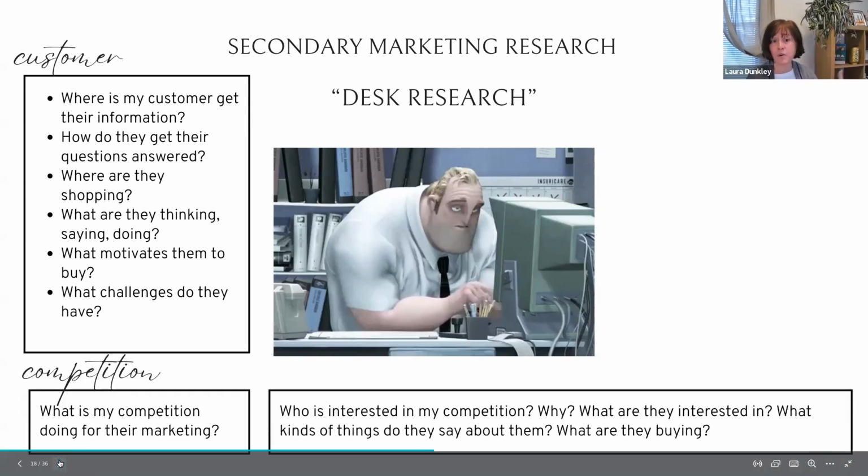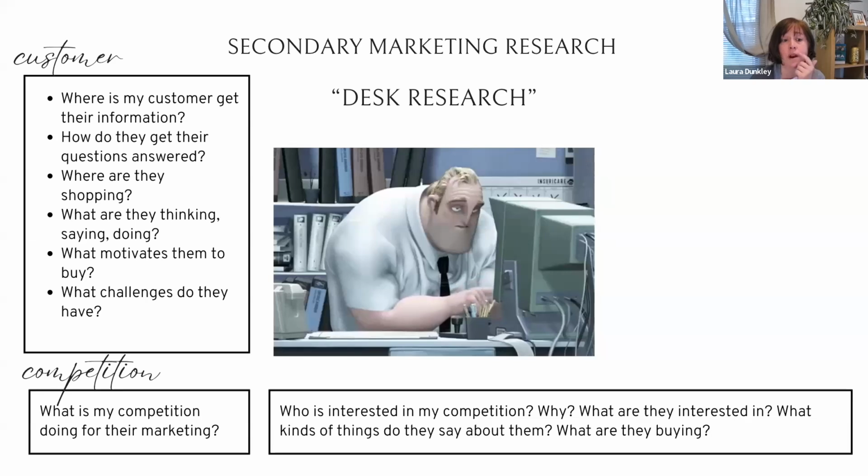So the next bucket, if you want to call it that, is that competition. So what are the guiding questions we want to ask here? So really, it's kind of like, what's your competition doing in the marketing space? And because marketing is public, secondary research works well, right? You can go out and actually see what your competition is doing. And then you can also investigate or research who is interested in your competition. Why are they interested? What are they interested in? And what kinds of things do they say about your customers? And what are those people buying? Now, what are they buying might be a little bit more difficult, because it may be behind private sessions, but you might be able to, from third party, see some trends. We're going to figure out the sources, but start with these guiding questions.